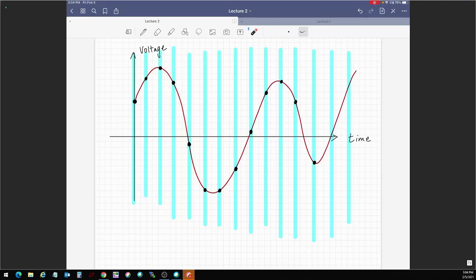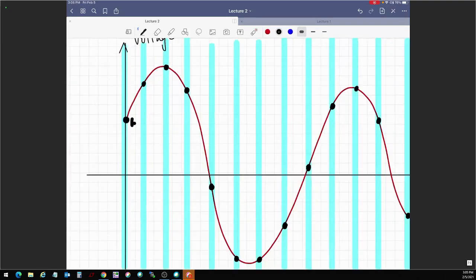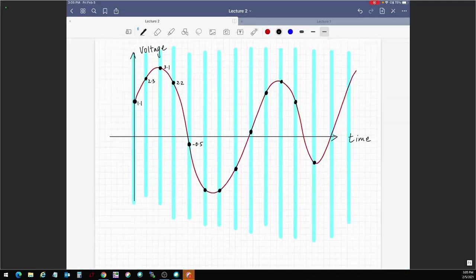Now what the result of the sampling process is are discrete values that describe the amplitude of the voltage waveform at T1, T2, T3, T4, and so on. So let us just say this is, I don't know, 1.1, 2.3, say this is 3.1, 2.2, negative 0.5, and so on, right? So you've got discrete values in amplitude at sampling times.